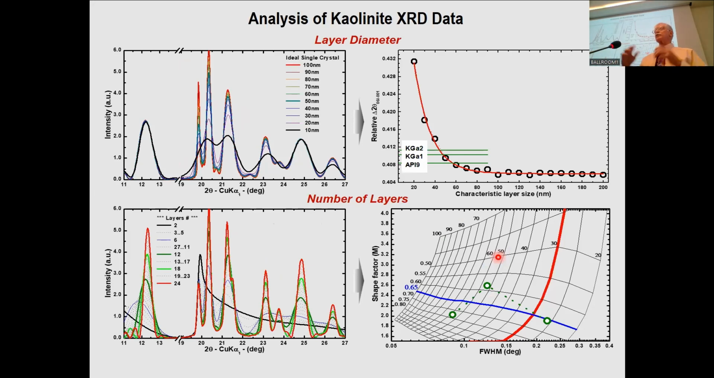So we can now put all of these calculations, we have hundreds of calculations representing probably months of computer time, and we can start to compare those with some of our data. We've measured some, we have lots of diffraction data for Kaolinite, but just showing you KGA2, KGA1, and API 9, and we can look at the characteristic layer size, and you can see we're on the order of 20 to 50 layer repeats, but there are defects within those, and we can start to model the diffraction patterns.